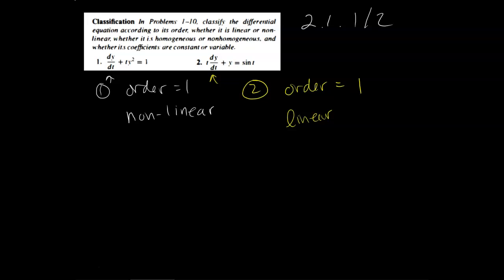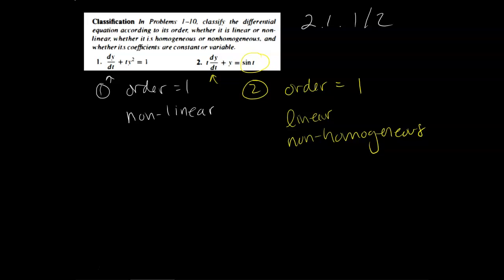So then we could ask if it's homogeneous or non-homogeneous. Well, there's a function of t hanging out by itself over there on the right hand side, and so this is non-homogeneous. Recall homogeneous just means when you write it in this form you have a 0 on the right side.